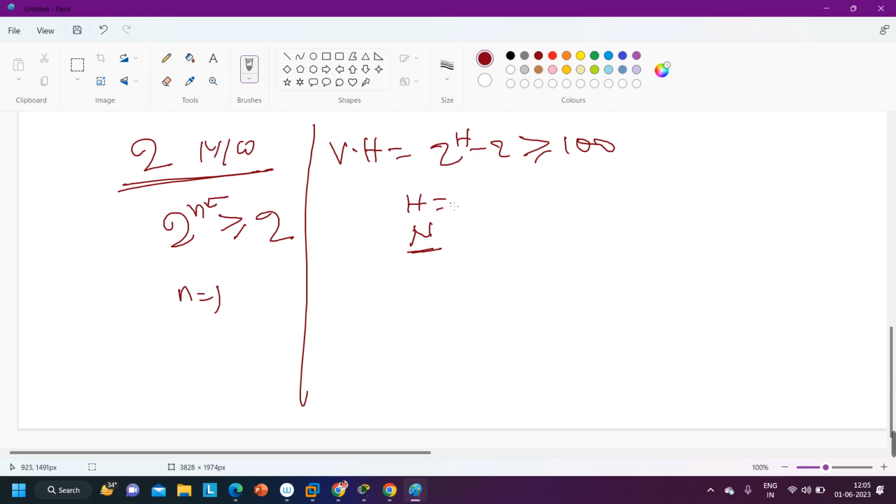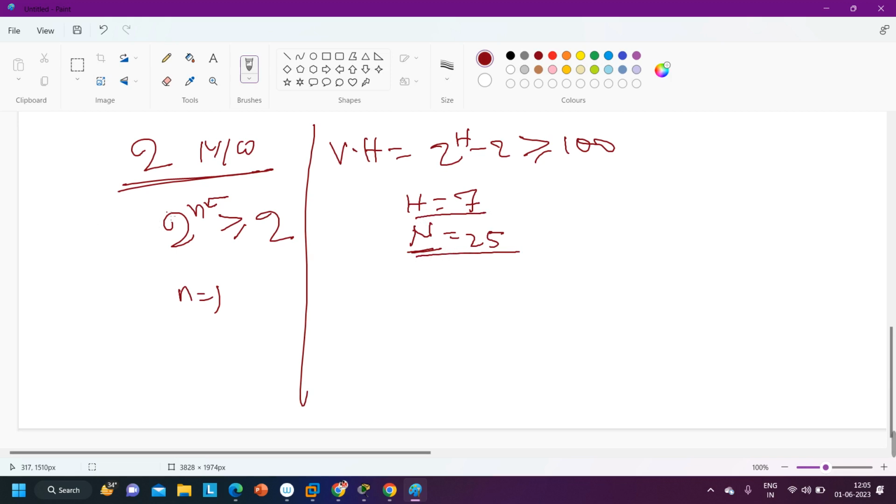So here h should be 7. If h is 7, then N will definitely be 25, because out of 32 bits in the IP address, 7 bits are host bits. That means 25 are network bits. Yes or no?